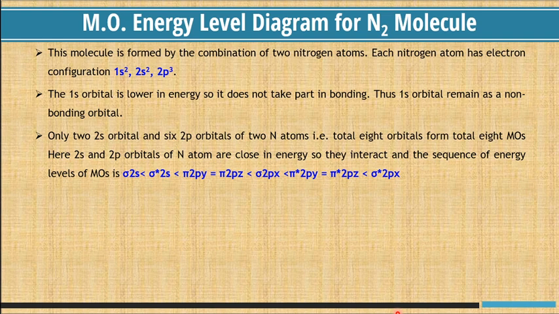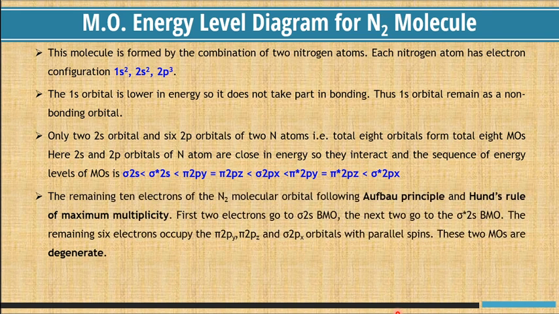the sequence of energy levels of molecular orbitals is sigma 2s less than sigma star 2s less than pi 2py equal to pi 2pz less than sigma 2px less than pi star 2py equal to pi star 2pz less than sigma star 2px.